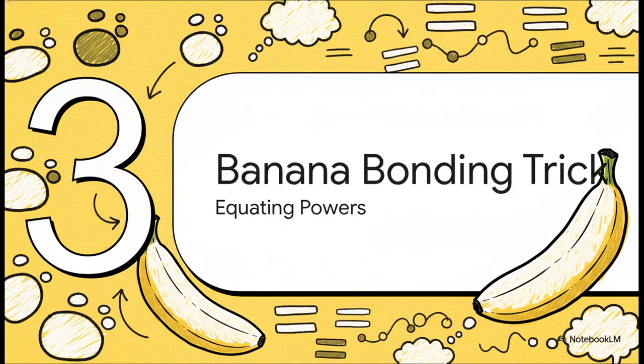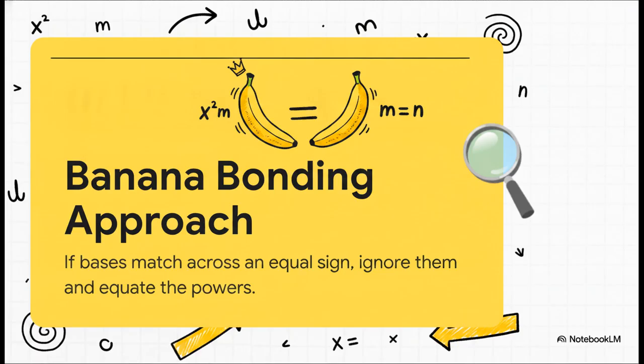Okay, section 3. This is one of my favorites, the banana bonding trick. So the real key is knowing how to manipulate these bases and powers. But what happens when you have an equal sign sitting directly between two terms that share the exact same base? This leads us to a brilliant shortcut. We playfully call it the banana bonding trick.